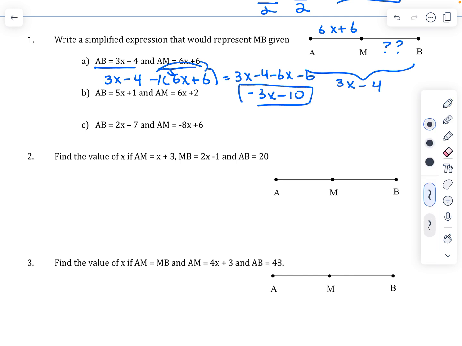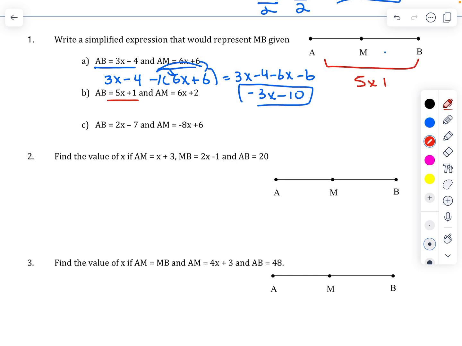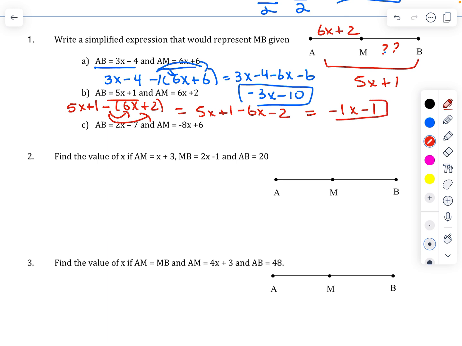Same picture, just different expressions. So let's erase what I put here, and let's try the next piece. The next one says AB is 5x plus 1, so that's the whole thing, and AM is 6x plus 2. Again, I have the big piece and the little piece, so to get the other little piece, I'm going to subtract. So 5x plus 1 minus the quantity 6x plus 2. Same thing, distribute that negative: 5x plus 1 minus 6x minus 2. Your final answer is negative 1x minus 1.